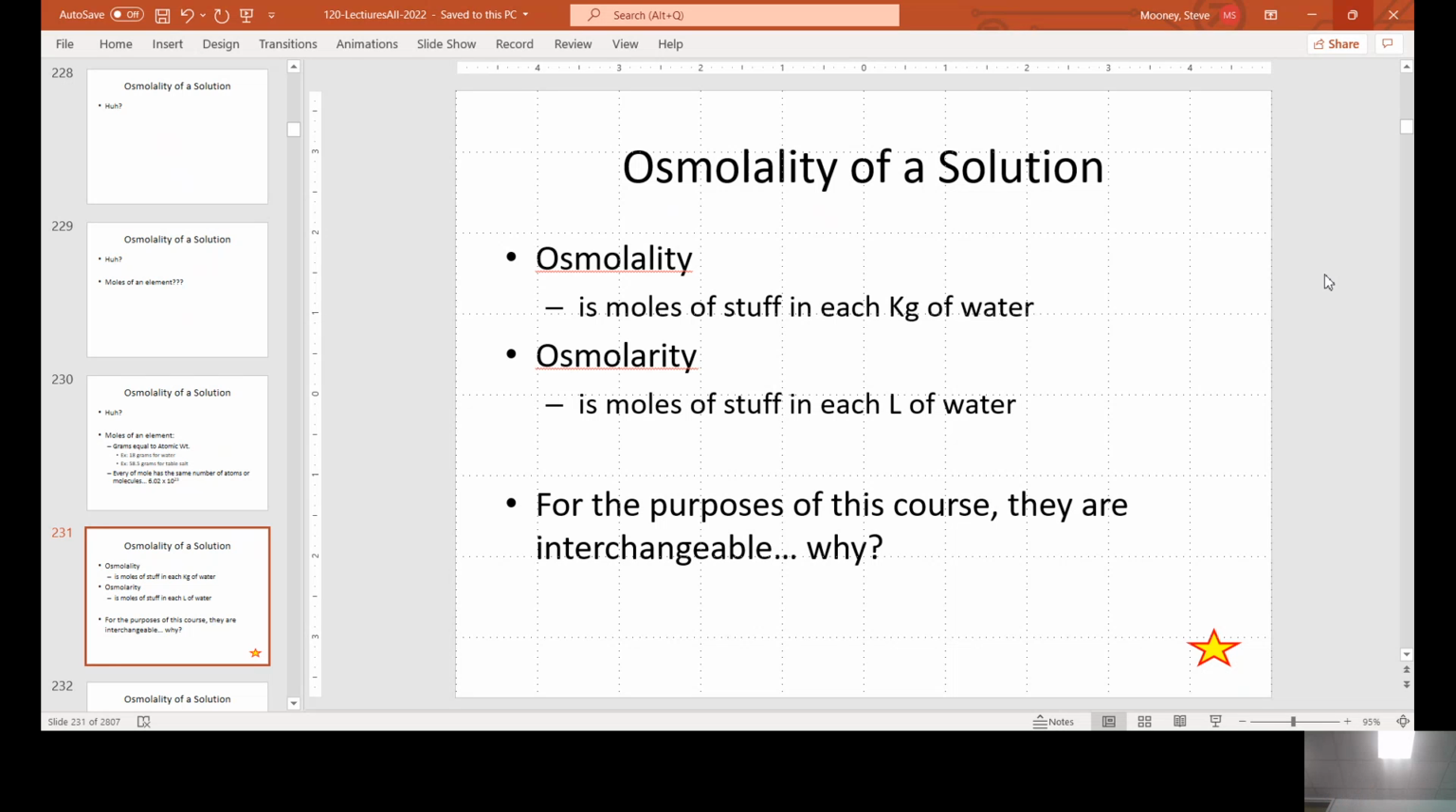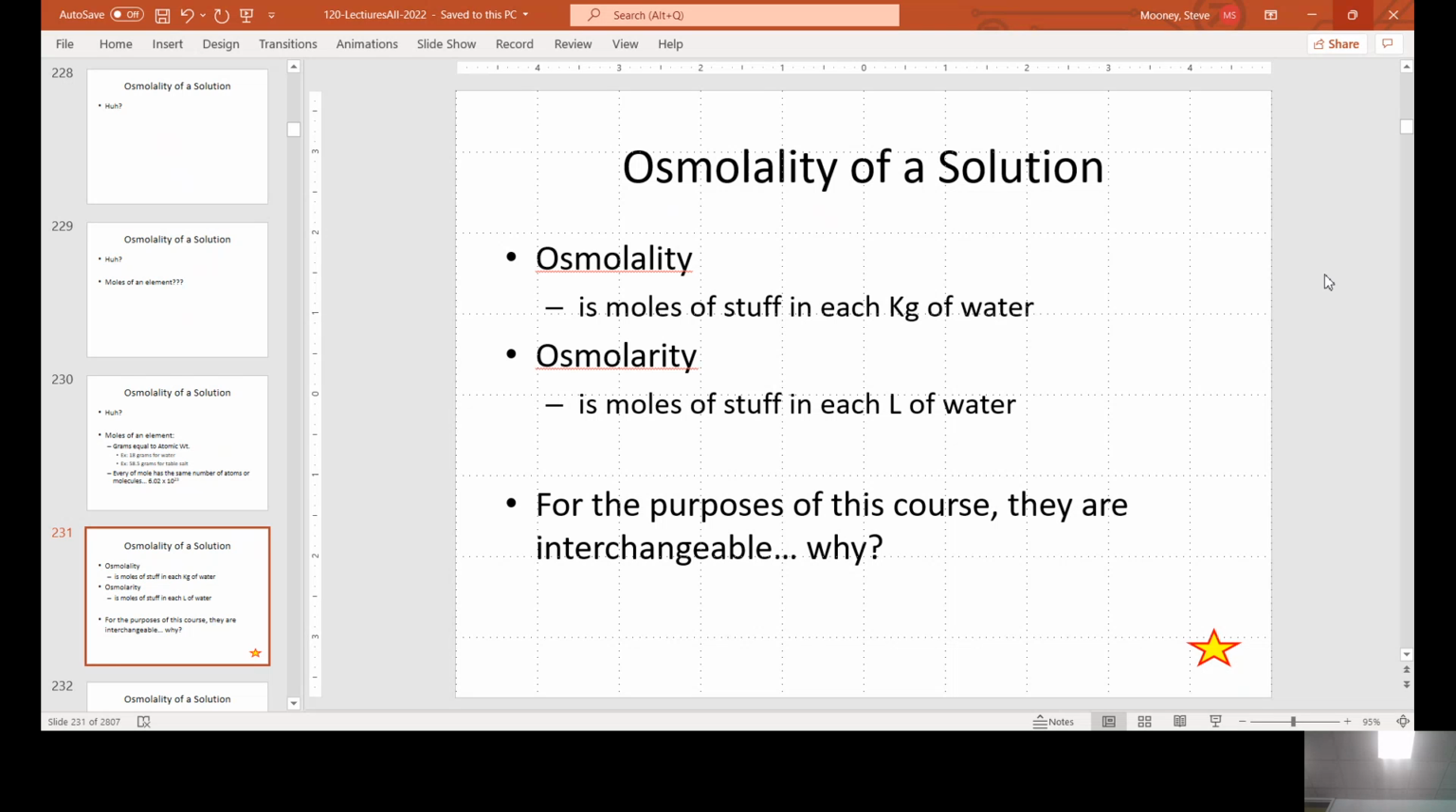So technically, there's two different ways to express the amount of solute dissolved in a solution. One is osmolality. And that's the stuff dissolved in a kilogram of water. That's usually what's used in labs and stuff because it's easier to measure the weight than it is to measure the volume. Osmolarity is the moles in 1 liter of water.